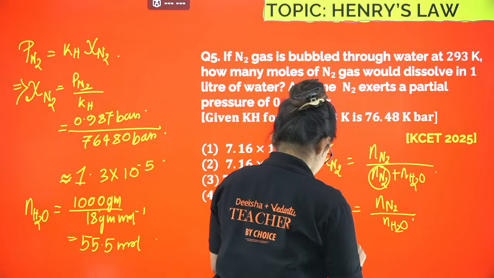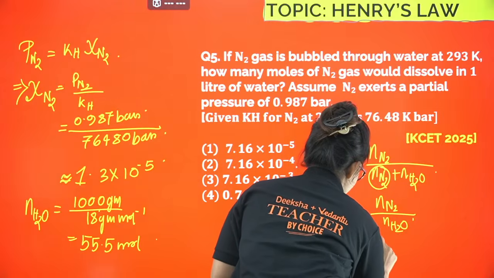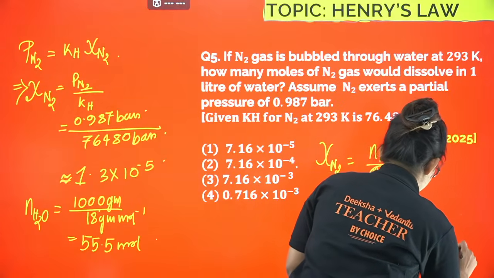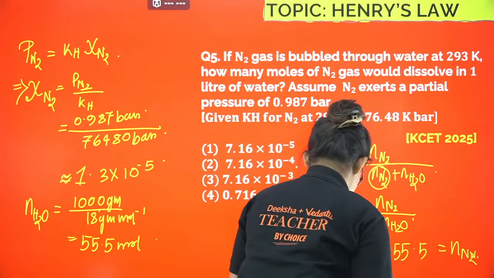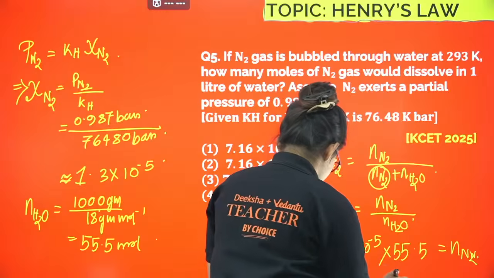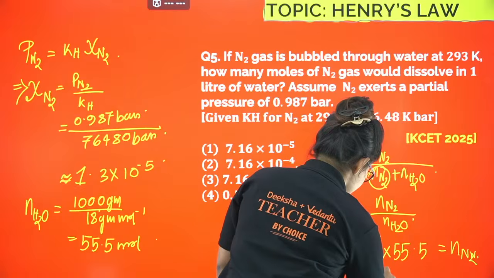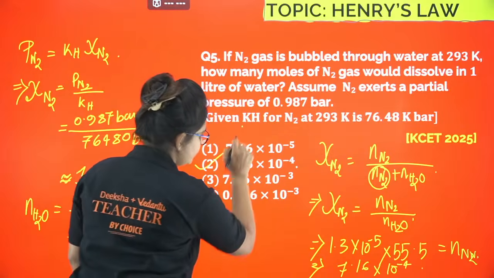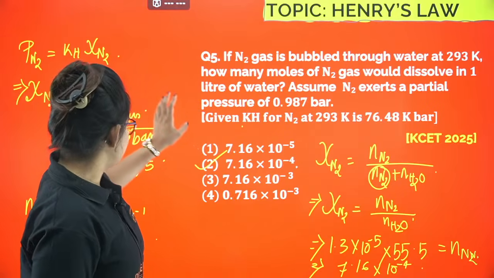Okay, from here number of like mole fraction we can put from that 1.3 into 10 power minus 5. Number of moles of water is 55.55. That will be your number of moles of N2. Okay, so if you calculate, it will come almost like 7.16 into 10 power minus 4. Okay, so your answer is going to be 2. Okay, I guess it's clear. Let's proceed. I guess you understood.